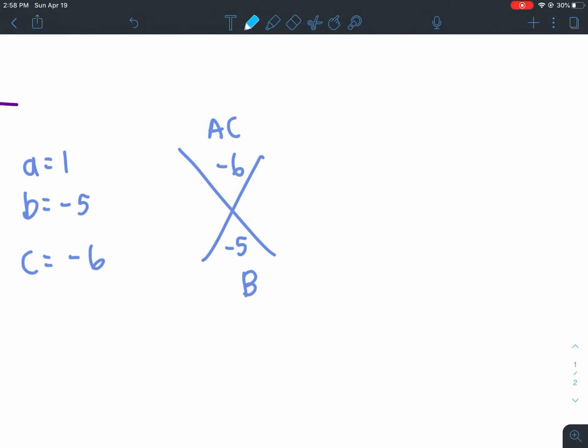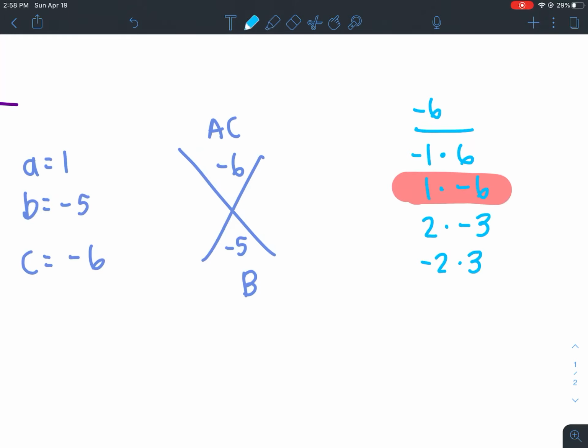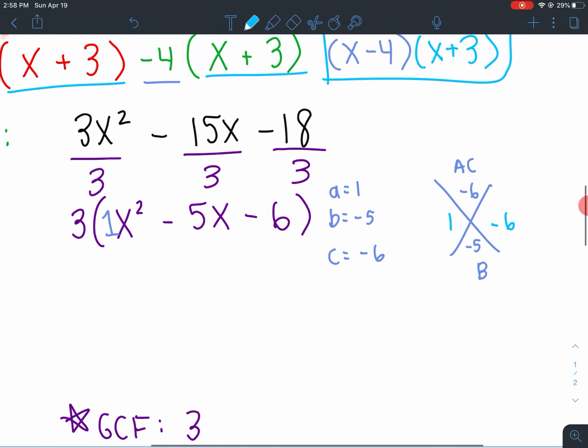So I need to list out factors of negative 6, and so I can find the one that adds to negative 5. Now, if you know your multiplication facts, then this should be a piece of cake. But if you don't, just go ahead and list them. So negative 1 times 6, 1 times negative 6, 2 times negative 3, and negative 2 times positive 3. Those are all the factors of negative 6. And I need the one that adds to negative 5, which is going to be 1 and negative 6. Those add to make negative 5.